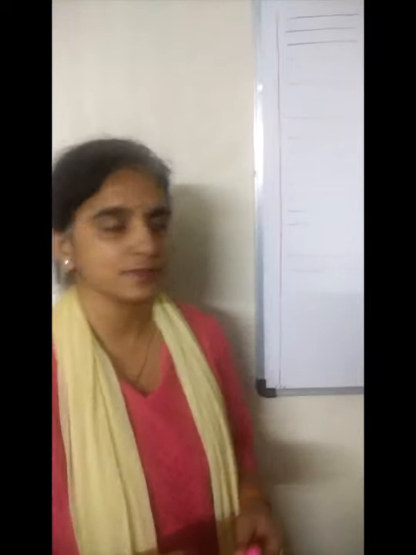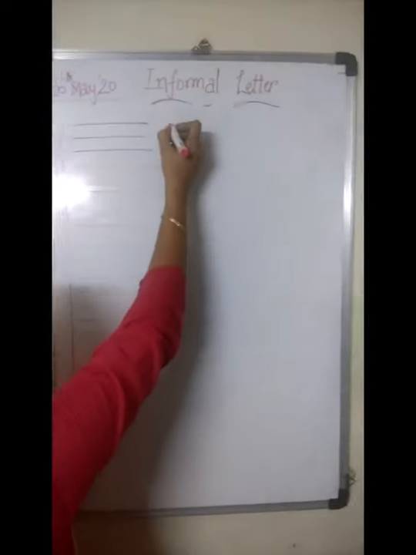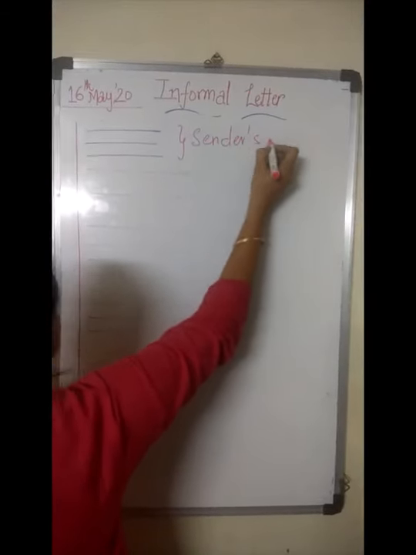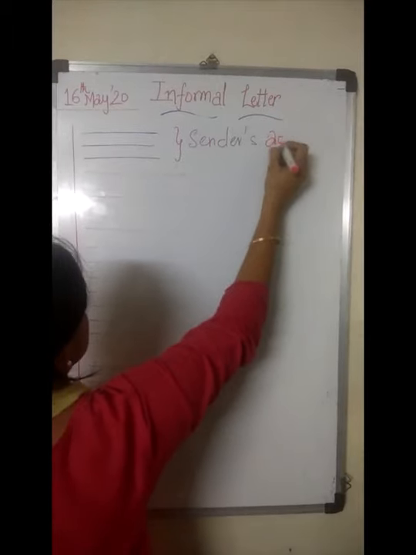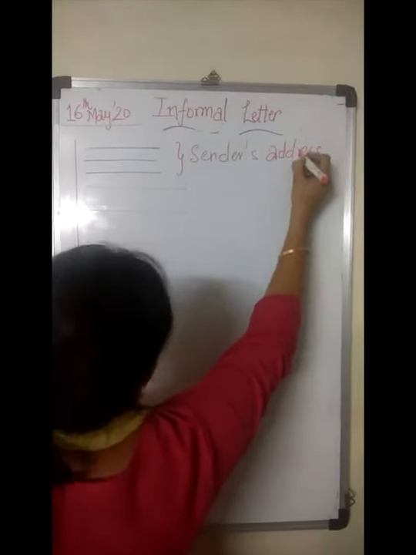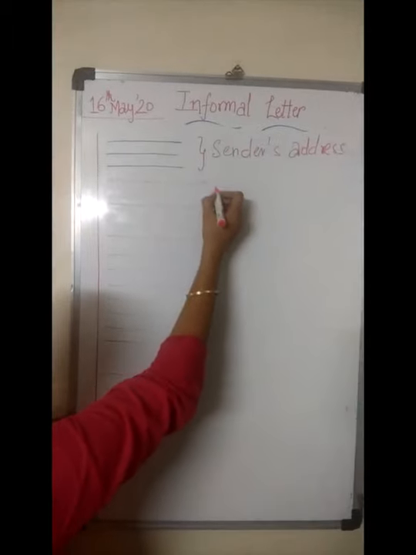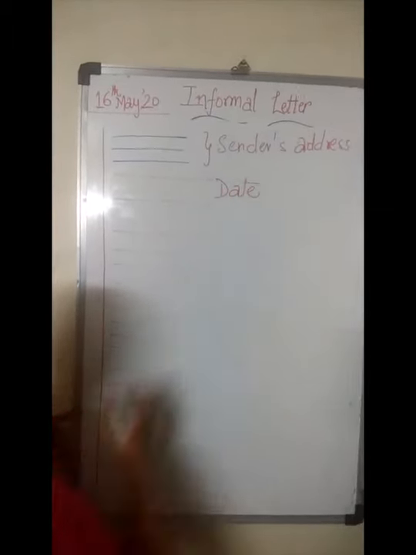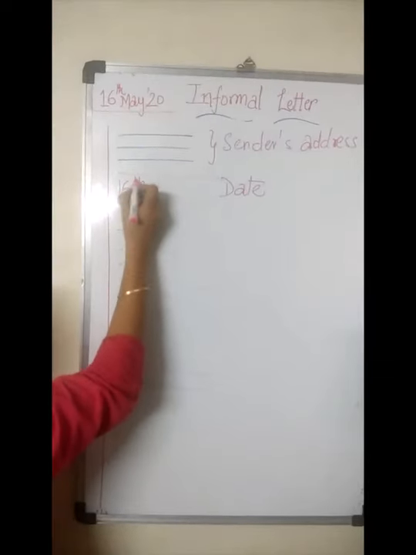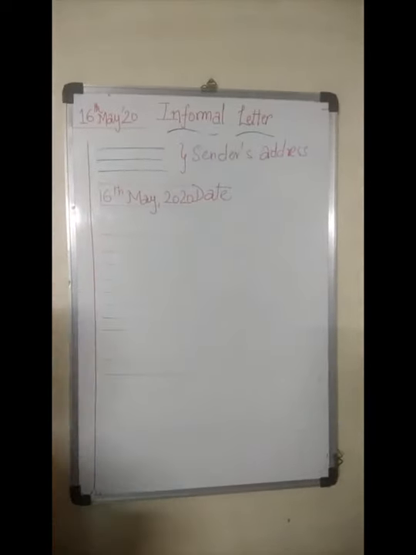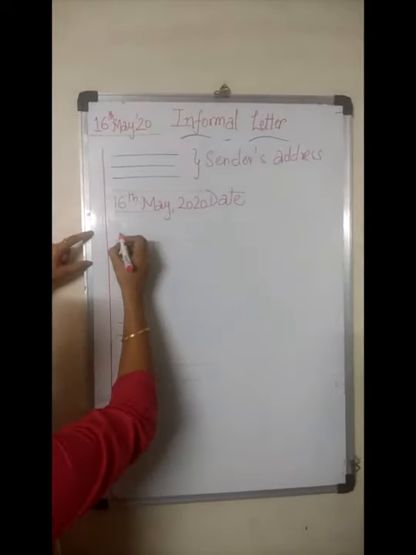So here comes the format of writing an informal letter. Let's see how to write an informal letter. We begin the writing of informal letter with sender's address. Sender's address is always written on the top left hand side without any punctuations. Then leave a line and write the date. Date is always written with the full letters of the month, like 16th May 2020. Then again leave a line and comes a salutation.